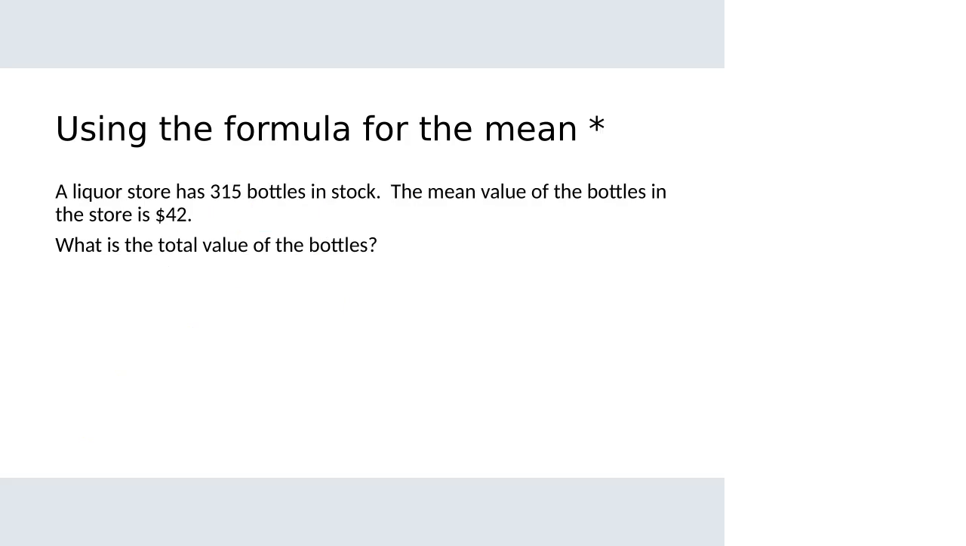Okay, here goes. A liquor store has 315 bottles in stock. The mean value of the bottles is $42. What's the total value of the bottles? I'll set up a poll for this and let you try it.